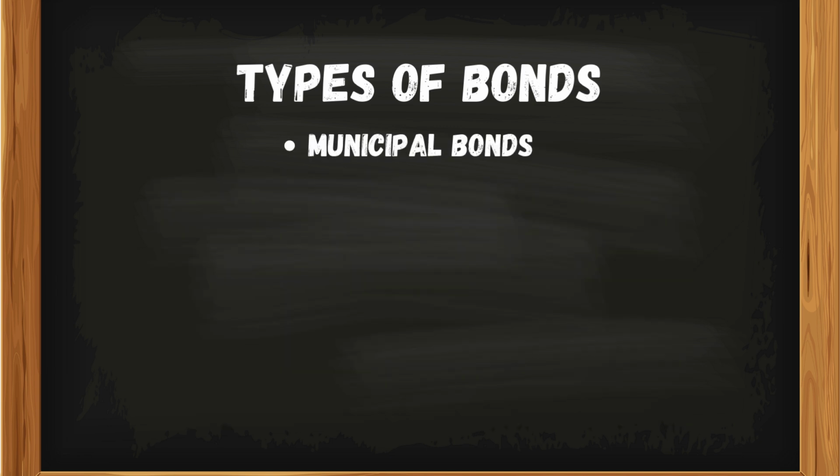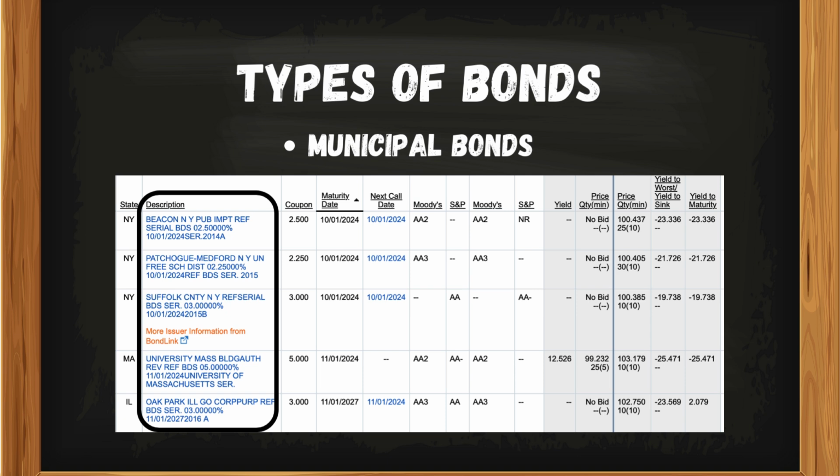Next, we have municipal bonds. Municipal bonds, or munis, are issued by state or local governments to fund public projects like schools, highways, and hospitals. The interest earned on municipal bonds is often exempt from federal taxes, and in some cases, state and local taxes as well, making them an attractive option for investors in high tax brackets.